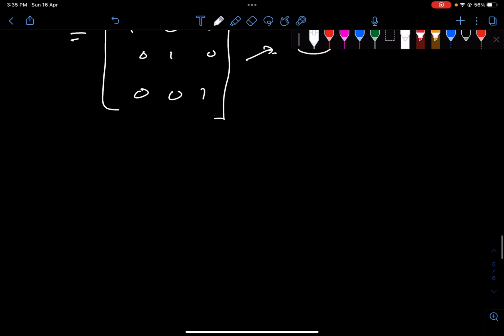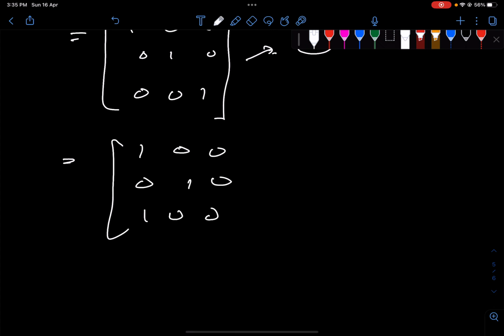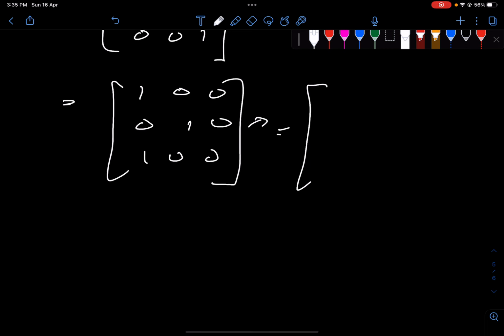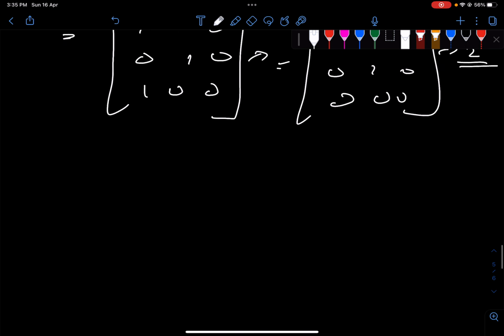Suppose your matrix is 1 0 0, 0 1 0, 1 0 0. By just doing row operations on the first row and third row, you can get this matrix as 1 0 0, 0 1 0, 0 0 0. So the rank of this matrix is 2. You do the row operations and try to make other rows 0. Then the total number of non-zero rows is the rank of the matrix.